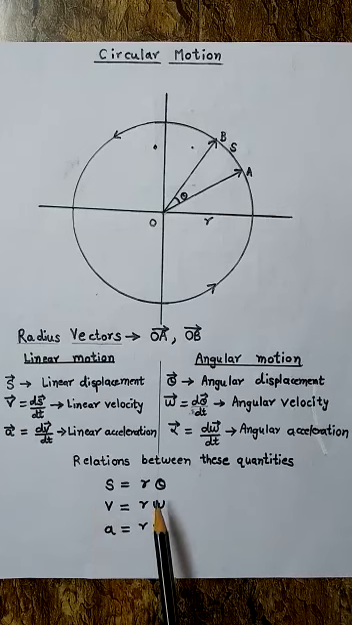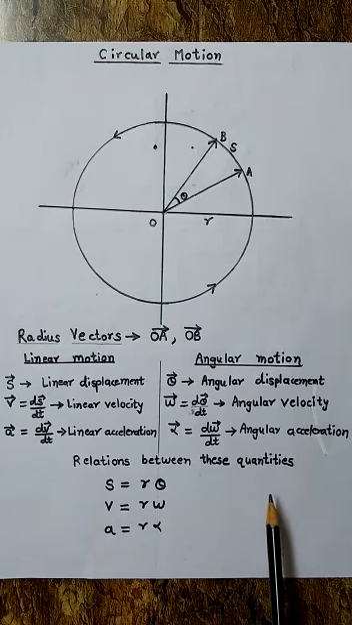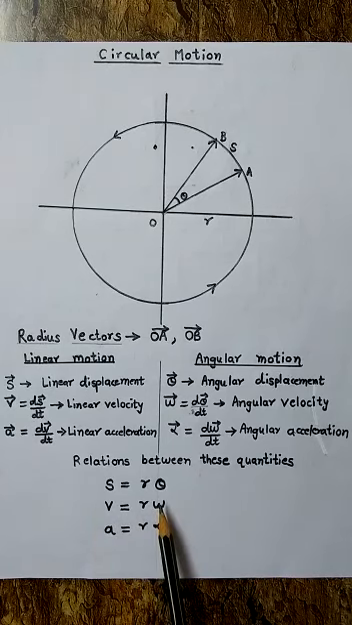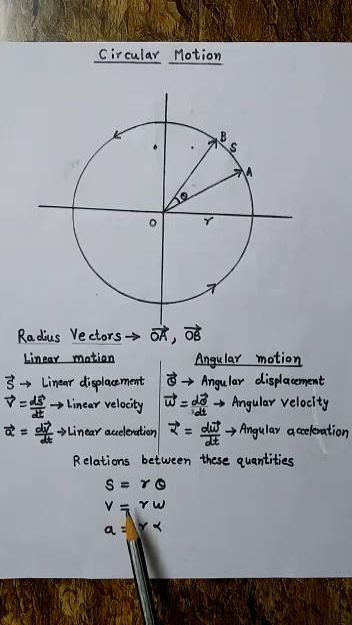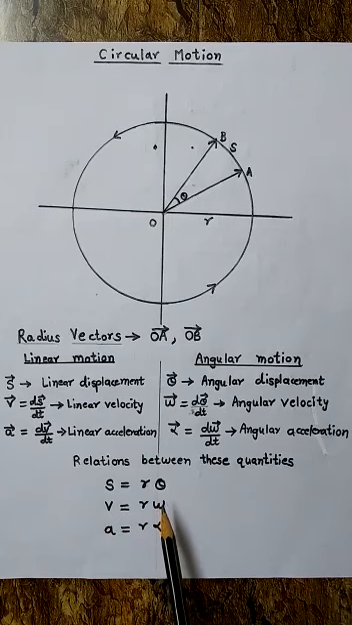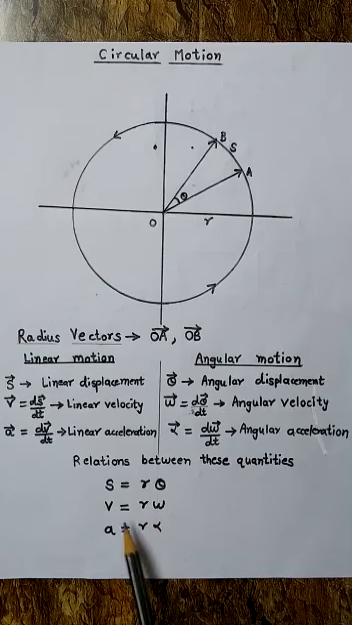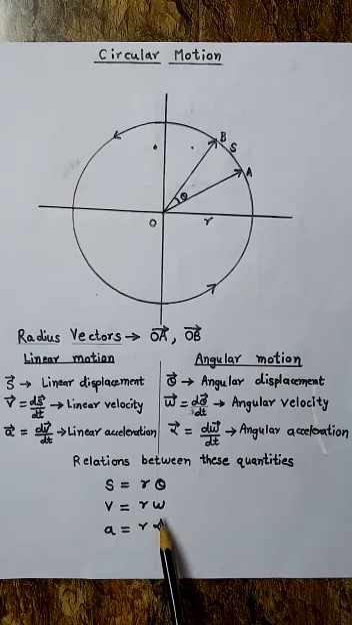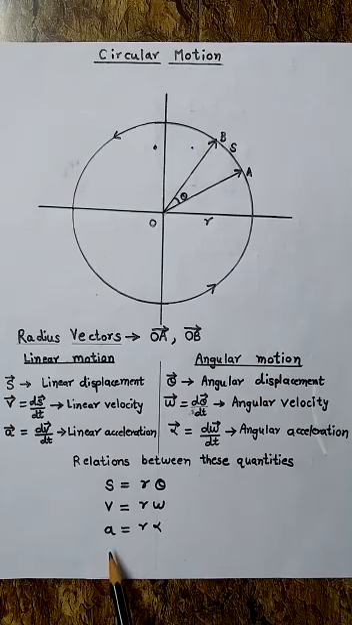Now let us see the relations between these quantities. S is equal to r theta, that is linear displacement is equal to radius of circular path into angular displacement. V is equal to r omega, that is linear velocity is equal to radius of circular path into angular velocity. A is equal to r alpha, that is linear acceleration is equal to radius of circular path into angular acceleration.